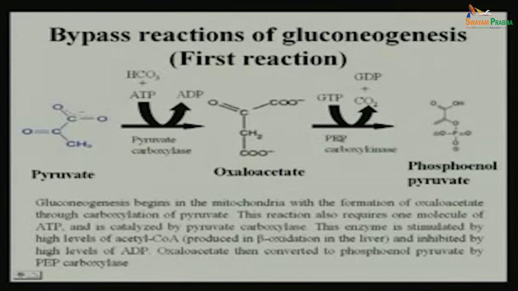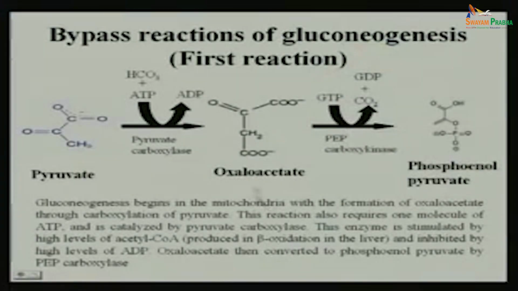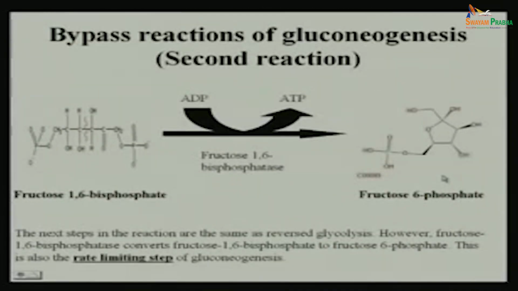This enzyme, phosphoenolpyruvate carboxykinase, converts oxaloacetate to phosphoenolpyruvate, and one molecule of GTP is converted back to GDP, and one molecule of carbon dioxide is produced in this reaction. That means this is a decarboxylation reaction which goes on during conversion of oxaloacetate to phosphoenolpyruvate. This is the first bypass step, which is not there in the glycolytic process.